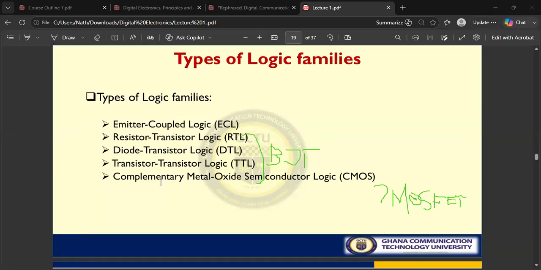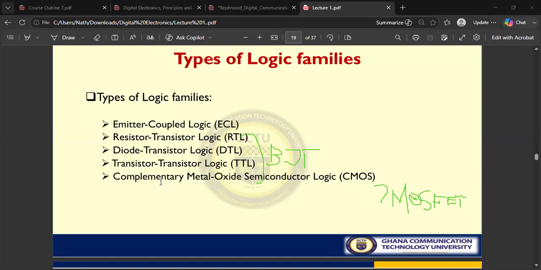Then we come to the diode transistor logic. It is also obsolete, like I said, or older. It is also built from BJT, diodes, and resistors. Here the logic gate function is performed by the diode, and the transistor performs the switching or amplification function.